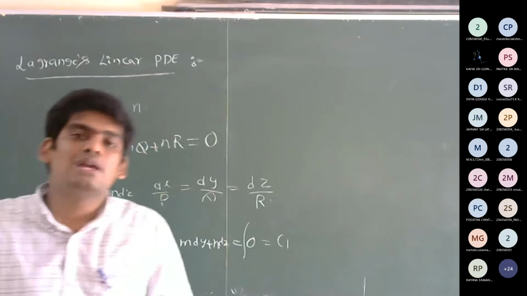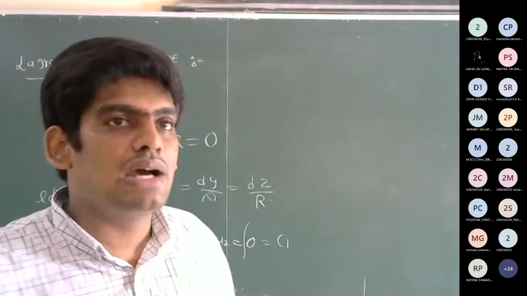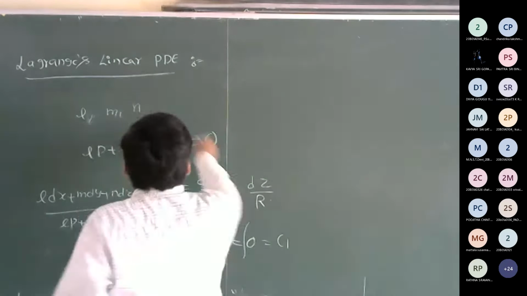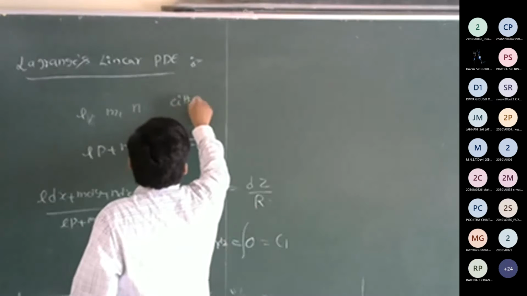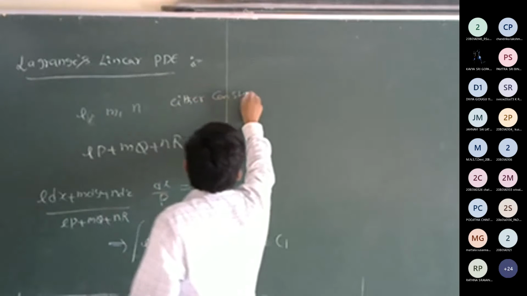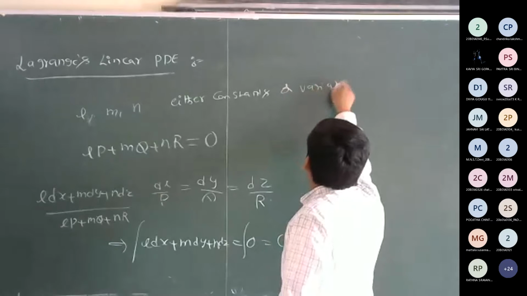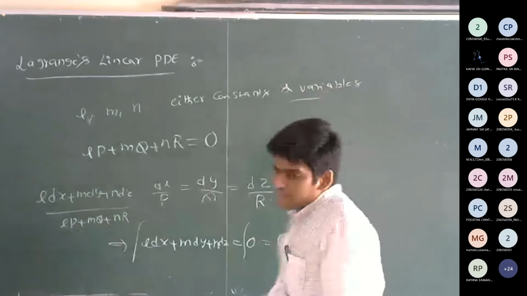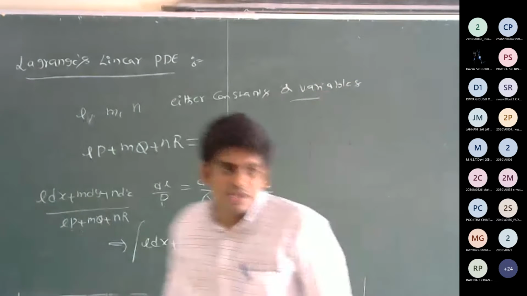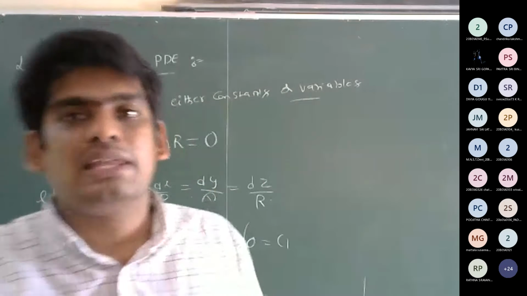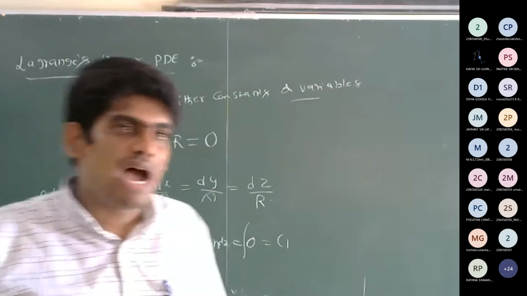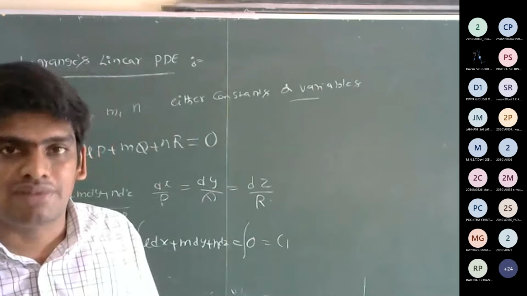So what do l, m, n mean? They are either constants or variables. How to choose the l, m, n values depends upon the given question. So we have to choose them based on the given question.